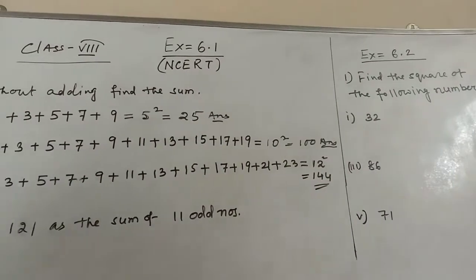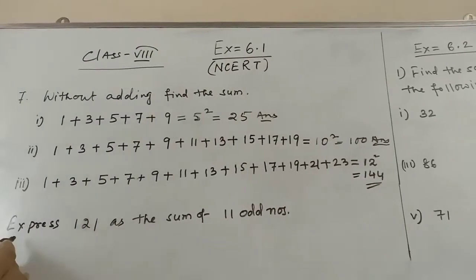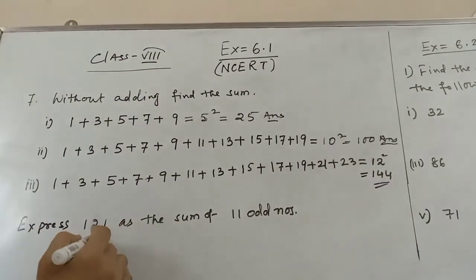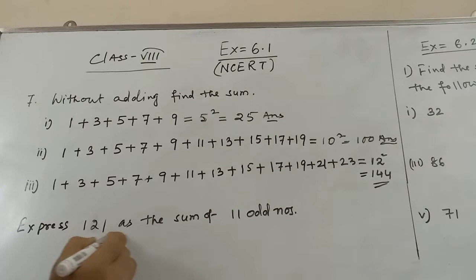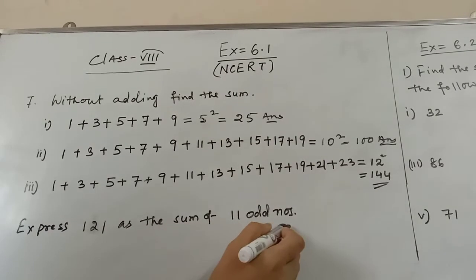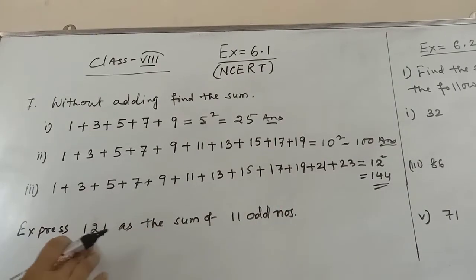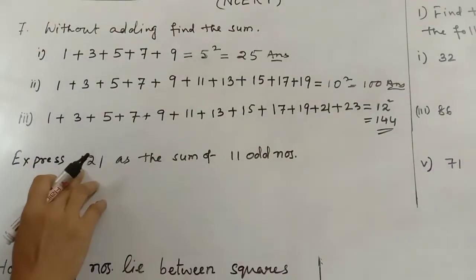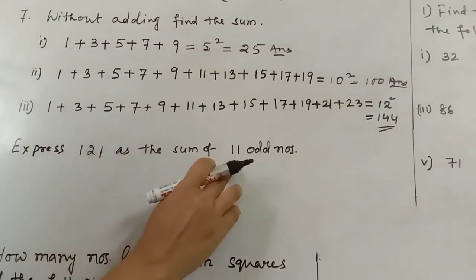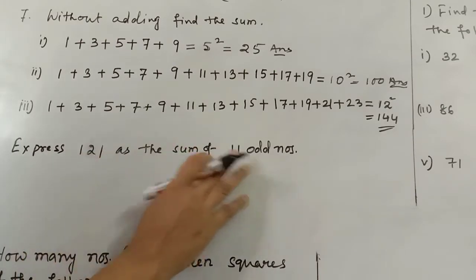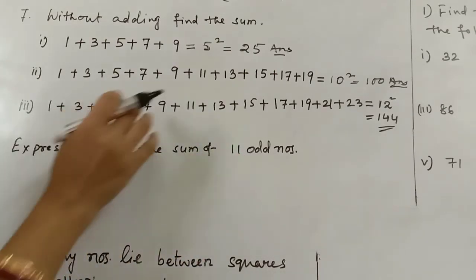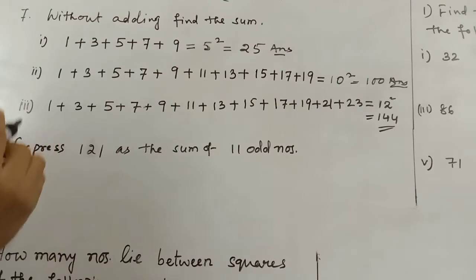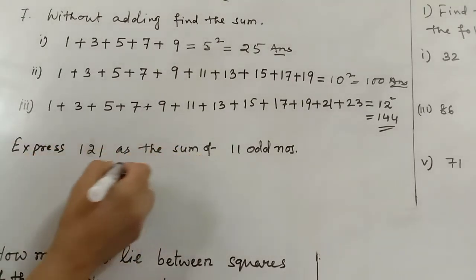Now the next question, which is just the opposite of this. Express 121 as the sum of 11 odd numbers. You know that 121 is 11 square. When you get 121, that is 11 square. So you will get 11 odd numbers here. It is just the opposite of the sum we did before.